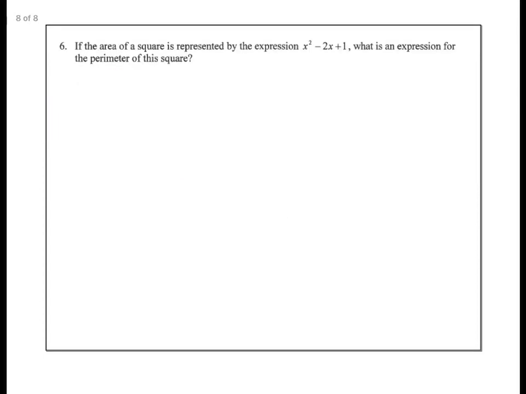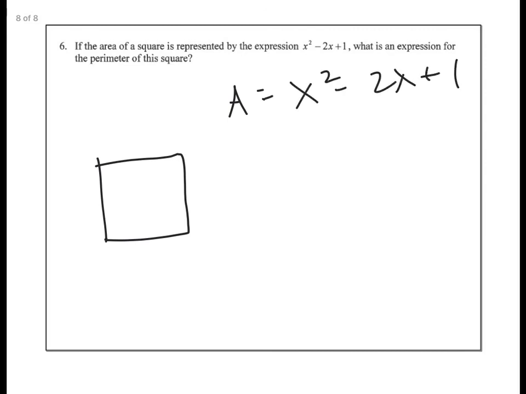All right, number 6, last one for this section. If the area of a square is represented by the expression x squared minus 2x plus 1, what is an expression for the perimeter of the square? I like to set up an actual picture here, so I know I have a square. I also know that the area of this square is x squared minus 2x plus 1. That was given to us.